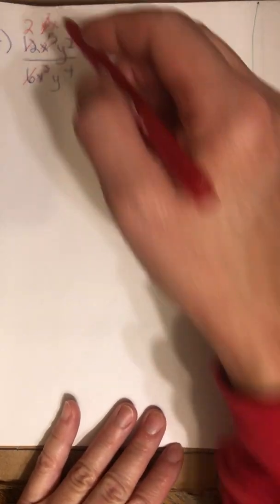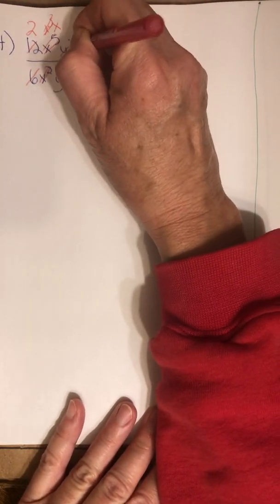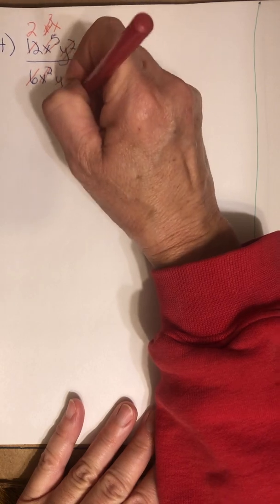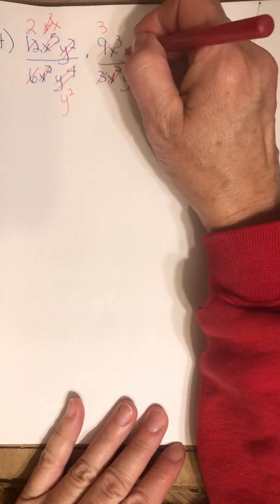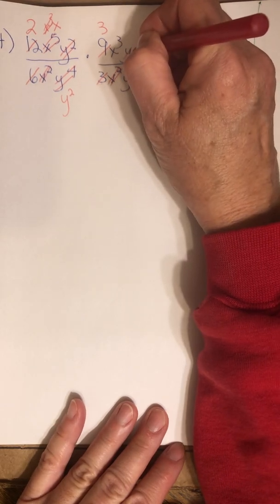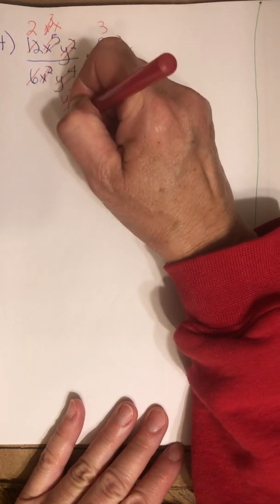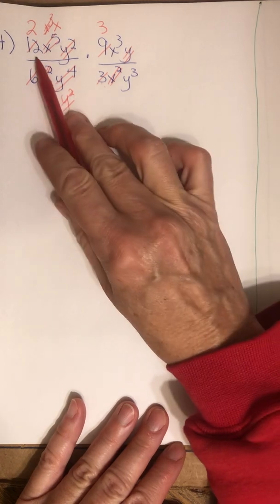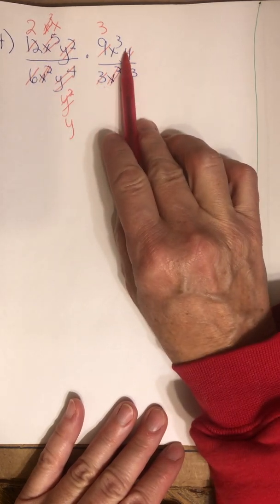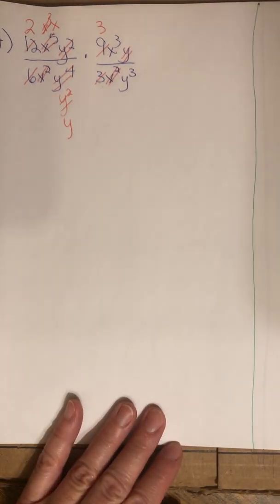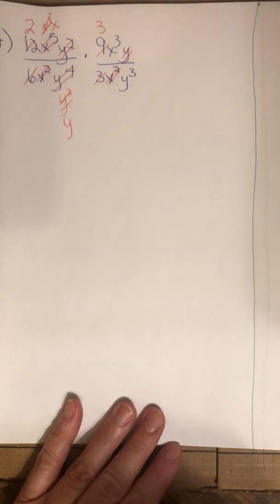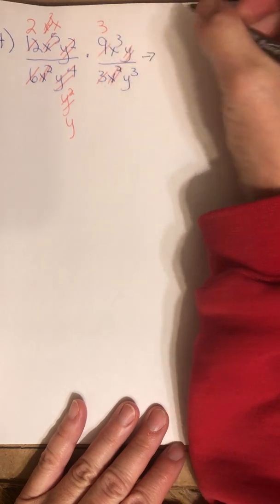Let's look at our y's. I have 2 y's in the numerator, and it cancels and leaves 2 y's in this denominator. Okay, I have 1 y in this numerator that cancels and leaves 1 y in this denominator. Notice again, when you look across the numerator, there's no more y's, so I cannot cancel any y's in the denominator. All right, so I think I'm ready to multiply.